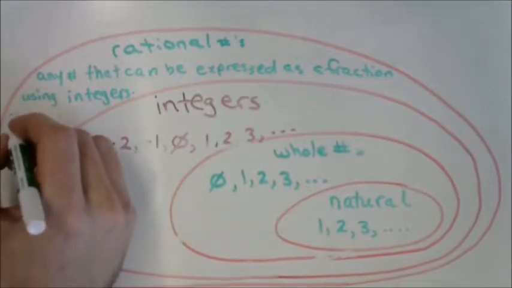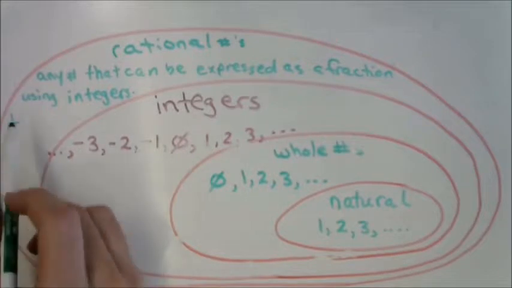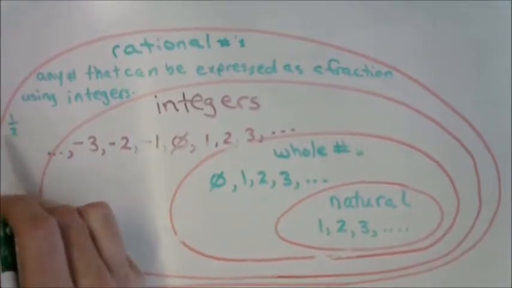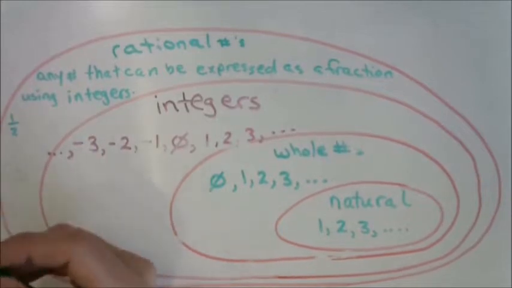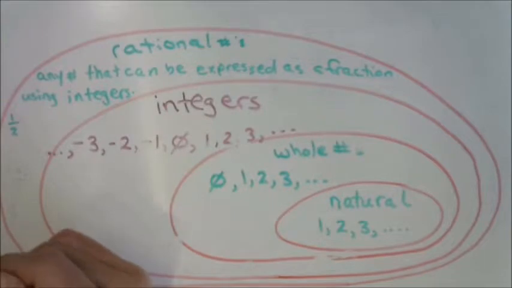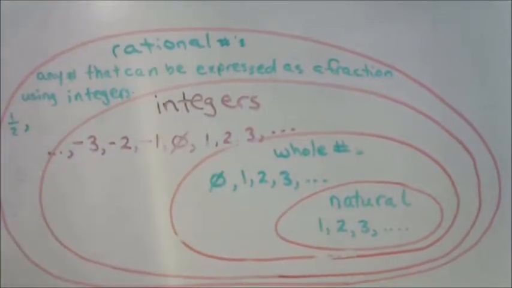So that means some of the examples could be 1/2. 1/2 is a rational number because it's a fraction using integers. Okay, there's an integer on the top, integer on the bottom, numerator, denominator. The thing together is called the quotient. The quotient is a half. The numerator is a whole number, the denominator is a whole number, the quotient is a rational number. Another example, who can give another example of any fraction using integers?